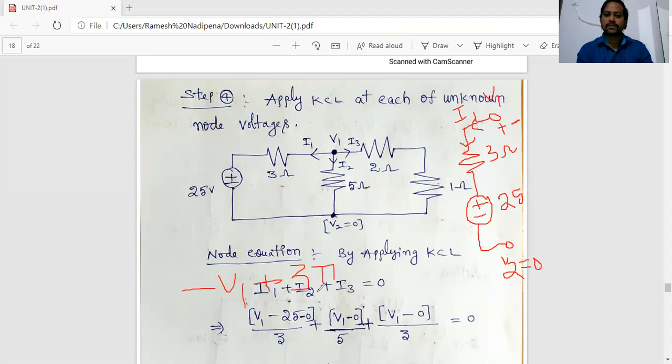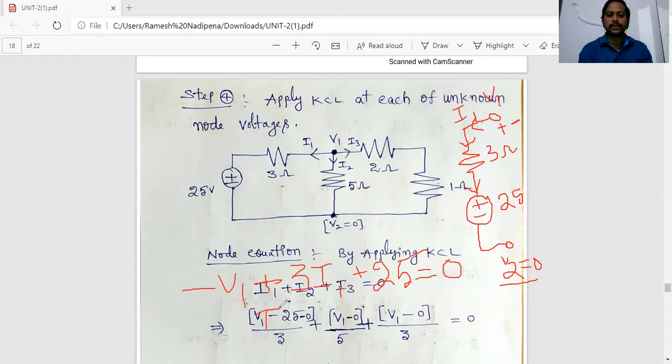See, this procedure is common for any type of problem. 3 into I1. Next, current enters the positive terminal of the 25 volt source, so plus 25 volts. Of course, here there is no need to consider this, because the voltage is 0. So this equation should be equal to 0. Simple. Now from this, what is I1?